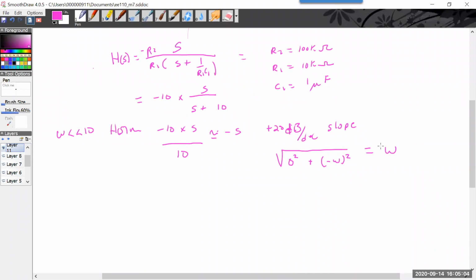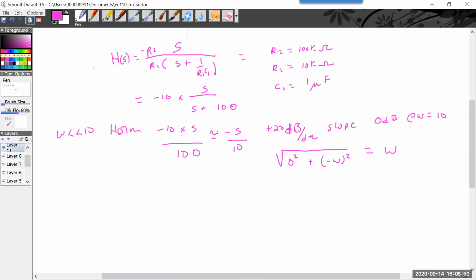Professor? Yes. I thought 1 over R1C1 should be 10 to the... Oh, no, it should be 100. Yes, it's 100. Thanks, good catch. So we have a 20 dB per decade slope line, and it's 0 dB when omega equals 10.